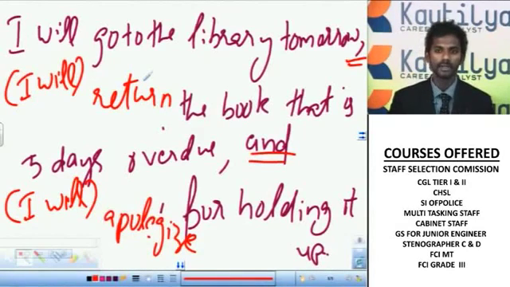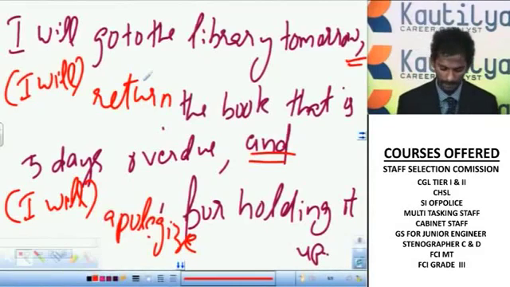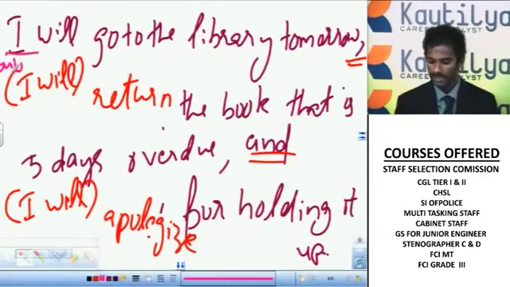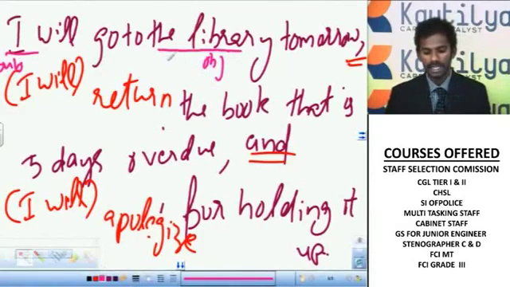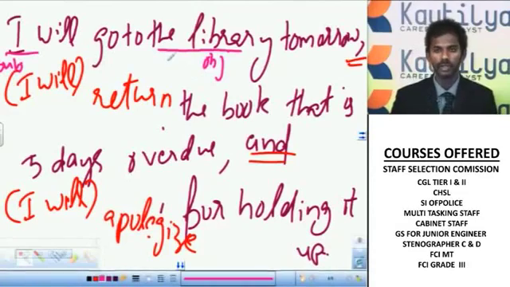Now we have to think about clause and voice. Come to the first idea. I will go to the library tomorrow. Subject is I. Object is library, right? Predicate is go to the library tomorrow. So I is a subject, library is the object, predicate is will go to the library tomorrow.